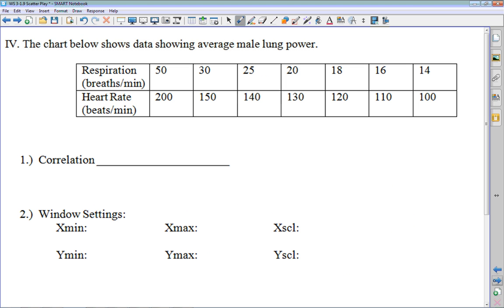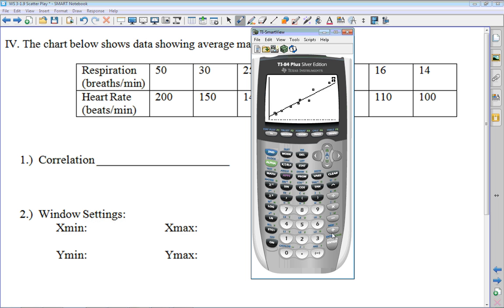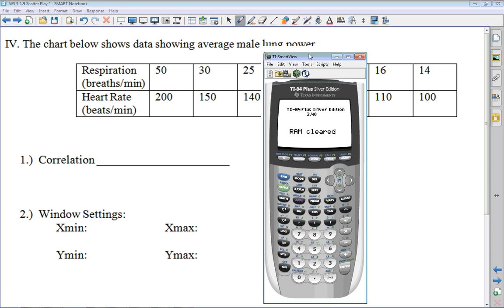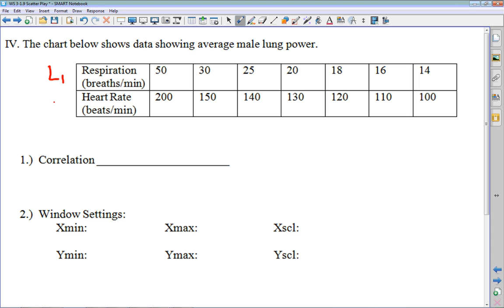Okay, here's the next one. This is going to be the last one. We're going to come up here into our calculator. Clear your memory. Second plus 7, 1, 2. Okay, I need to put these into L1 and L2, but which one goes where? Because now we're writing it in a different way. Well, it's just horizontal right here instead of vertical. I'm going to put this into L1, this into L2. So this is going to be my X, this is going to be my Y.